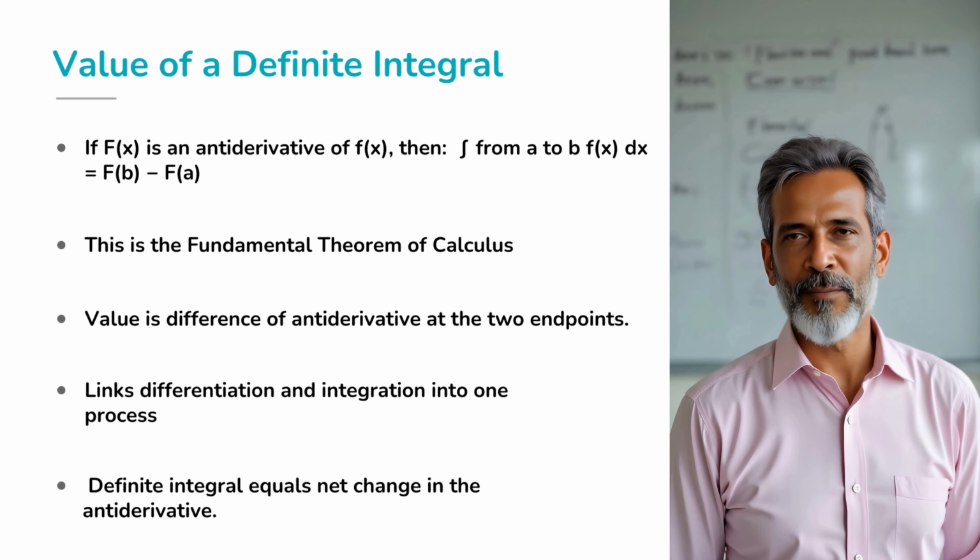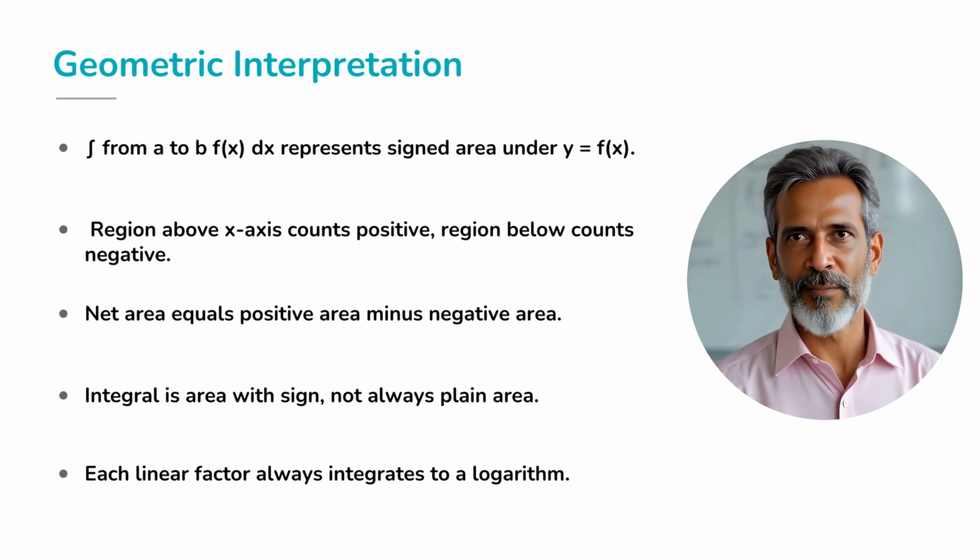Isn't that elegant? Let's see the geometric meaning. When we plot the graph of y equals f of x, the definite integral from a to b represents the signed area under the curve. If the curve is above the x-axis, the area counts as positive. If it is below the x-axis, the area counts as negative. So, the total definite integral is like positive area minus negative area. For non-negative functions, it simply gives us the actual geometric area. That's why definite integrals are so useful in physics, economics, and engineering whenever we want precise accumulation.